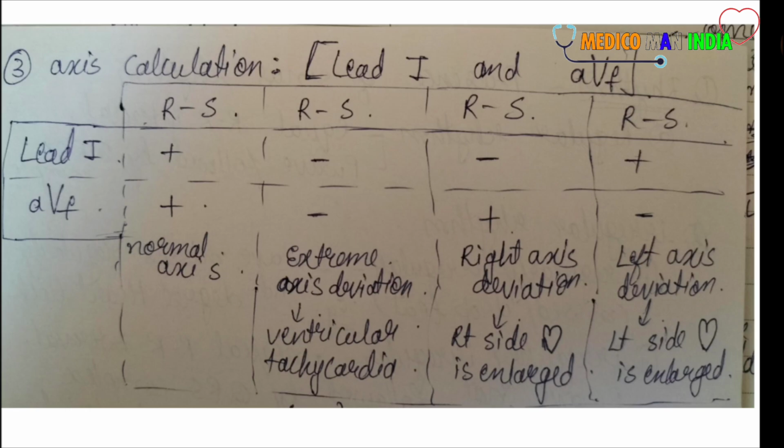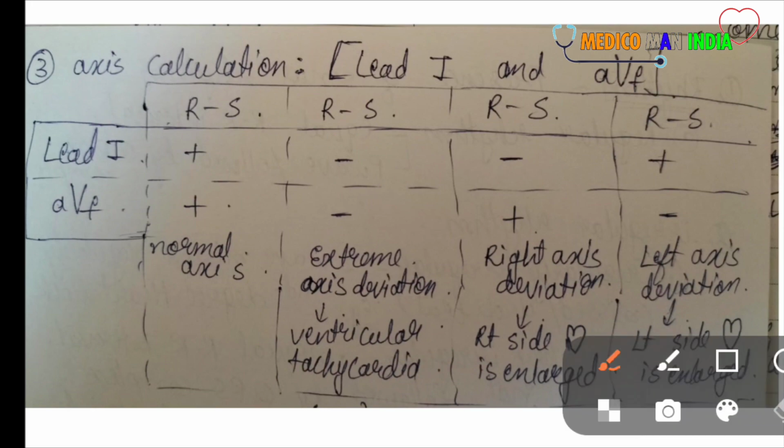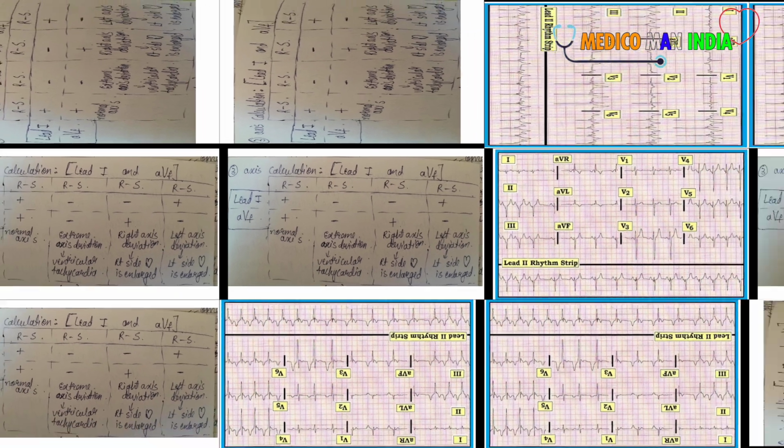Now coming to the cardiac axis calculation. For cardiac axis calculation, we will see lead 1 and AVF. For that we will do R minus S. Okay, let me show you.